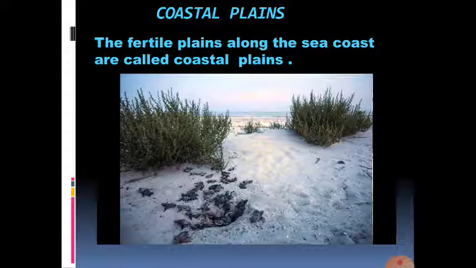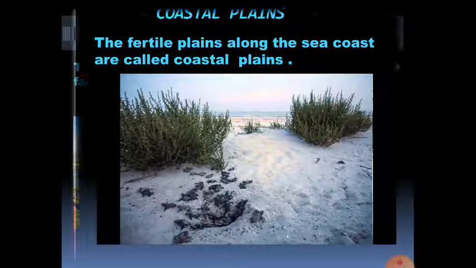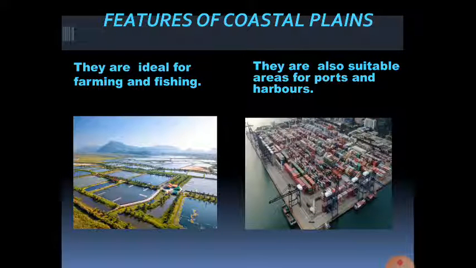Coastal plains. The fertile plains along the sea coast are called coastal plains. What are the coastal plains? The plains which are very fertile and along the sea are known as coastal plains. Features of coastal plains: they are ideal for farming and fishing. They are also suitable areas for ports and harbors. Ports means stations for ships.